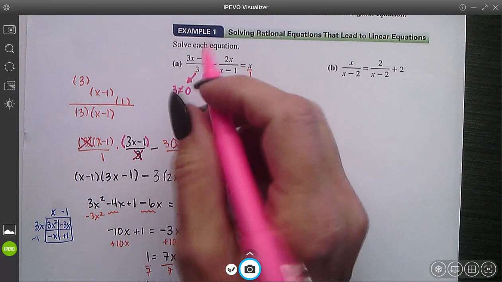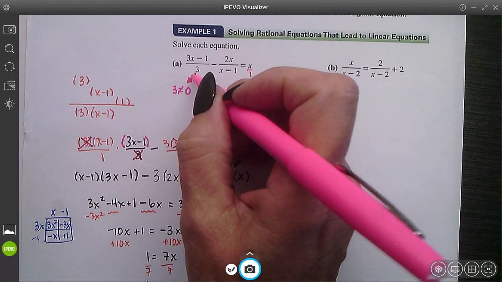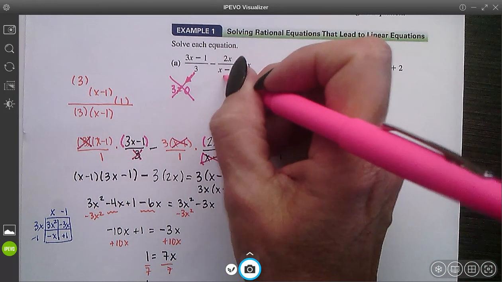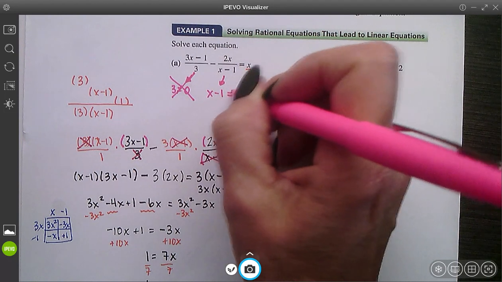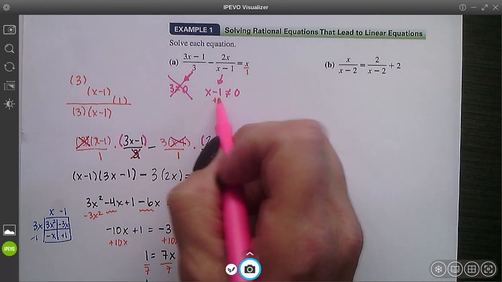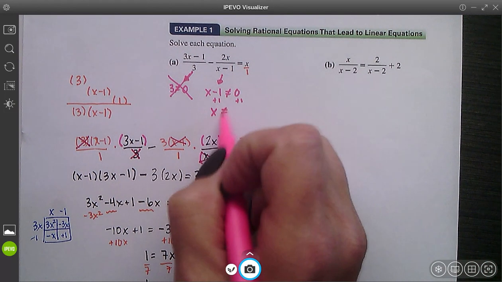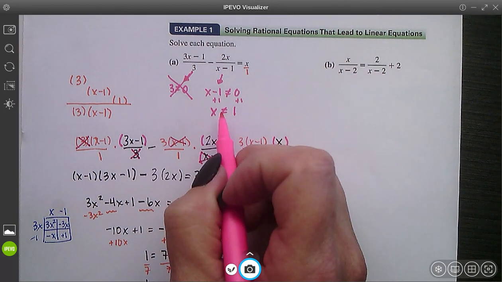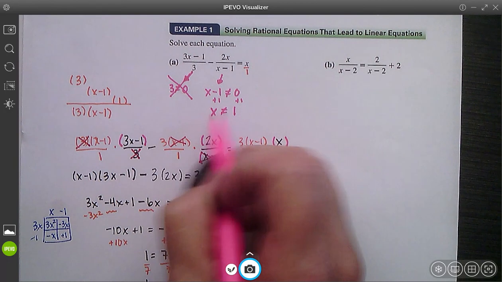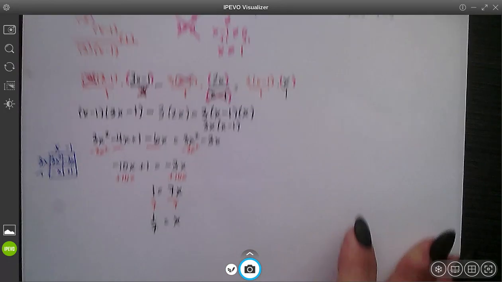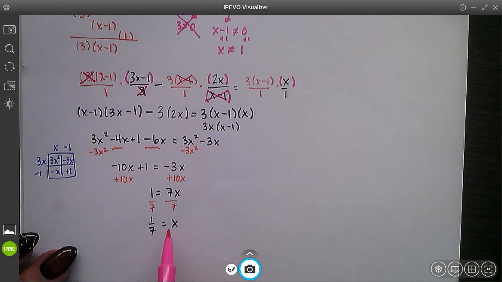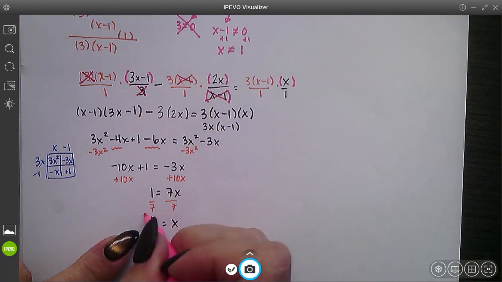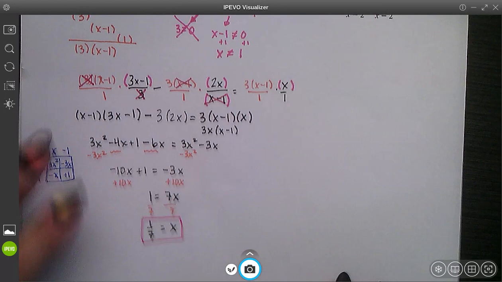So if you just have a number in your denominator, you can ignore that term because it's not going to give you any domain restrictions. But this x minus 1, I set that not equal to 0, solve that for x, and I get x cannot equal 1. And this denominator I will ignore as well. So here's my excluded value. I say x cannot equal 1. But when I solved, I got x equals 1/7. Since x equals 1/7 is not a restricted value, this is the solution to that equation.